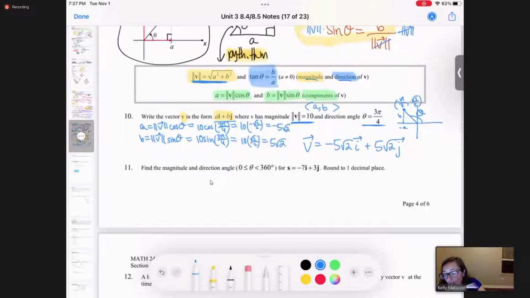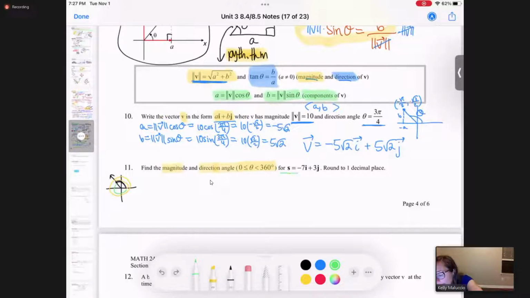And then 11 says, the question's asking, find the magnitude and direction angle. And it's telling us between 0 and 360. Because remember, if the angle is here, it could be this little angle, it could go around and around again, it could be negative, who the heck knows, right? So they're telling us, find the angle between 0 and 360. Use that. And notice how it could equal 0, but it cannot equal 360. So just good to know.